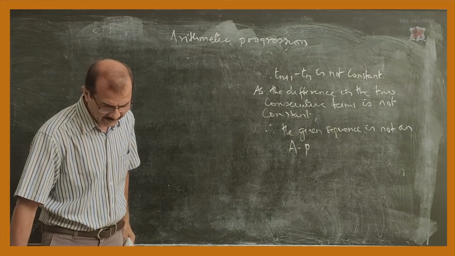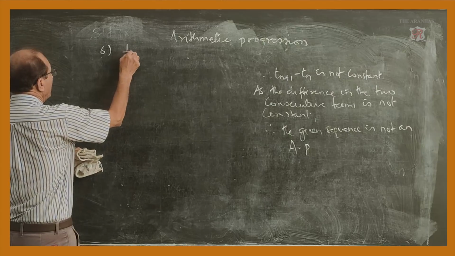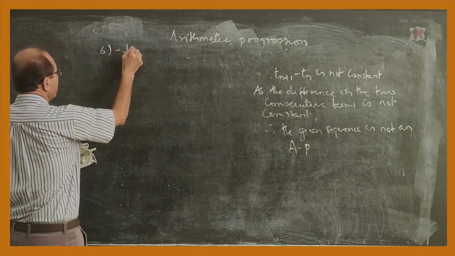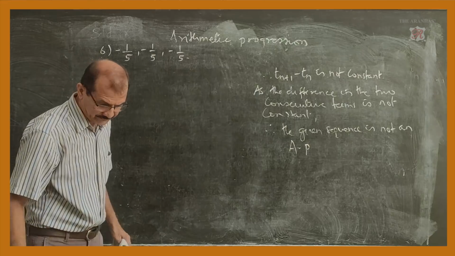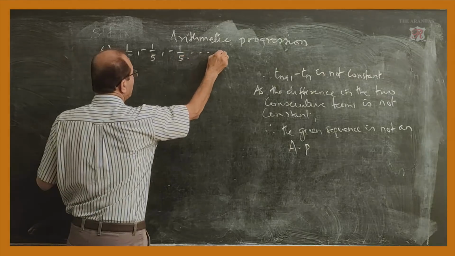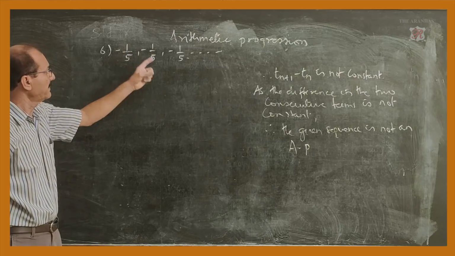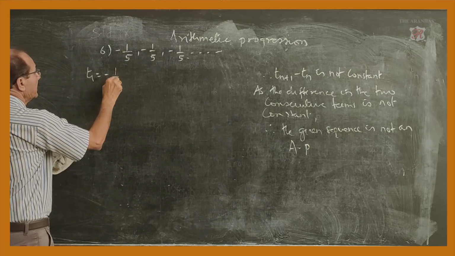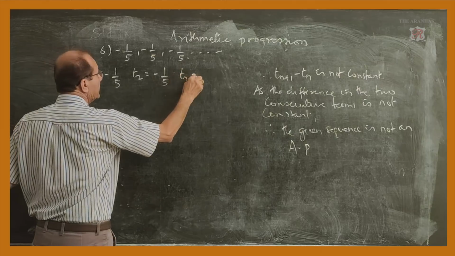I will take the sixth one. 1 by 5, minus 1 by 5, minus 1 by 5, minus 1 by 5. Now you find that each term is the same here. So here what is my T1? My T1 is minus 1 by 5. What is my T2? Minus 1 by 5. What is my T3? Minus 1 by 5.